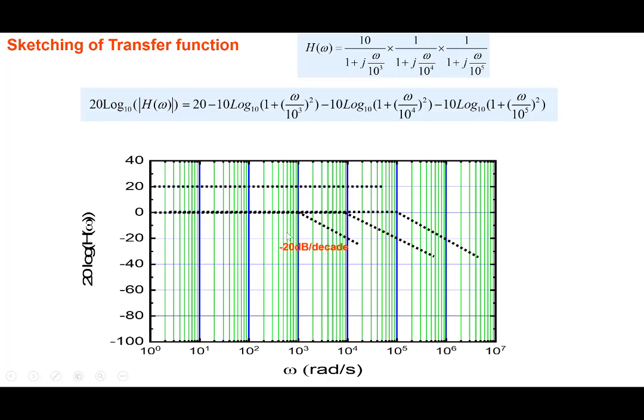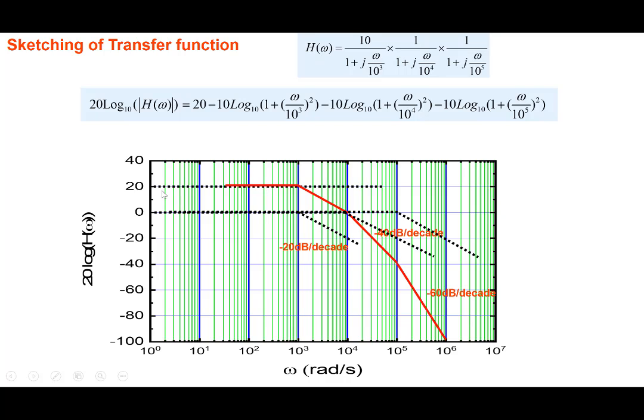Now what we have to do is add them up. So 20 dB still here. Then it starts decreasing at 20 dB per decade. This segment is contributing here. Beyond this particular point, this segment also comes into the picture, so it starts decreasing at 40 dB per decade. After that, this other segment also comes into the picture, so it starts decreasing at 60 dB per decade. That becomes a sketch of the transfer function.